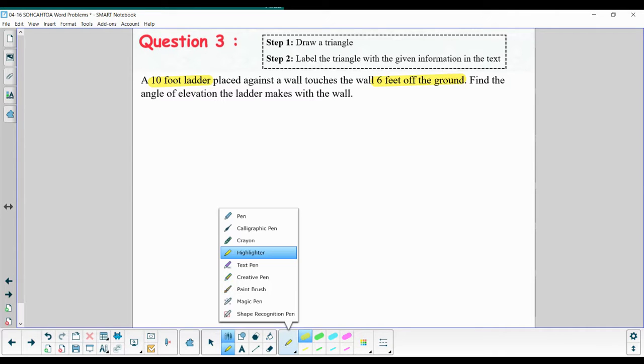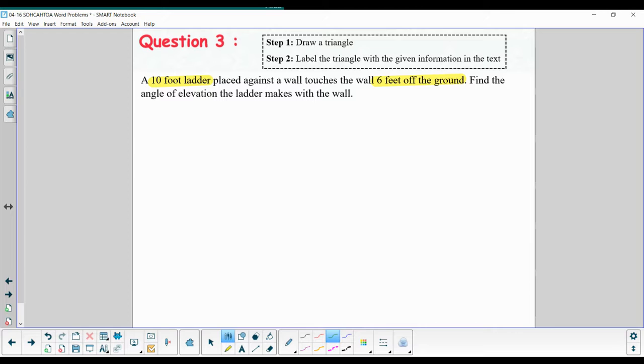So now I know that I need to draw myself a wall and a ladder. So if I have a wall here, this is my wall, and I have a ladder leaning up against it. Let's just pretend that's a straight ladder. It's saying that this ladder is leaning up against the wall 6 feet off the ground. So that tells me that it's 6 feet from the ground to the top of this ladder.